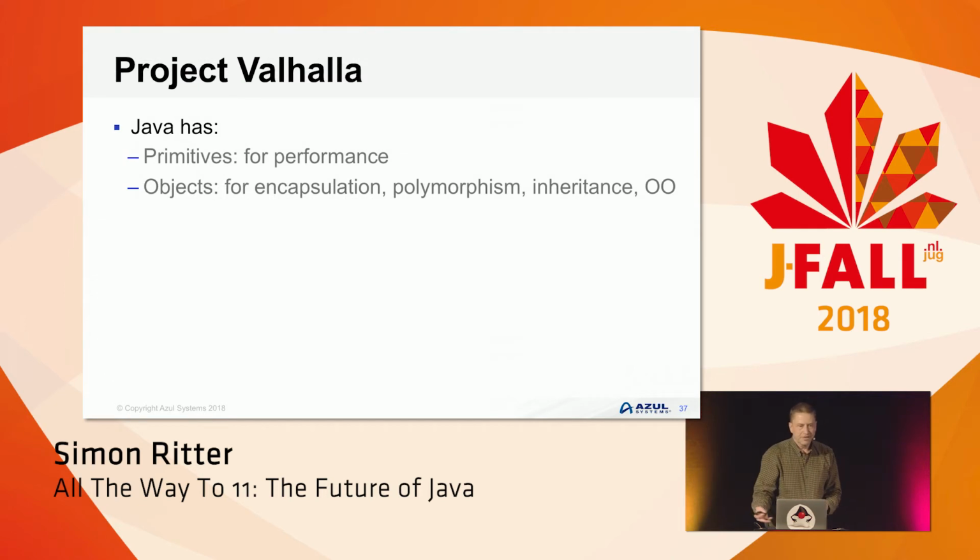Project Valhalla is the idea of looking at how to rationalize some of the performance that we get in terms of storage for Java. When Java was first created, we had the idea of primitives and objects. Primitives were there for performance. Objects give us all the things like encapsulation, polymorphism, inheritance, and so on. But we have situations where we can't use them both.